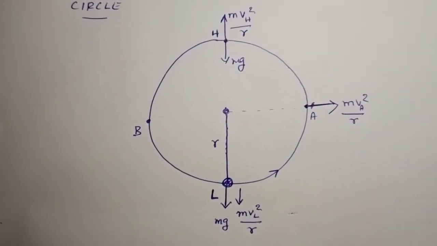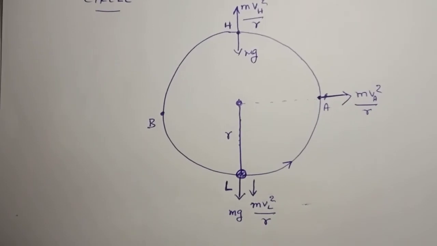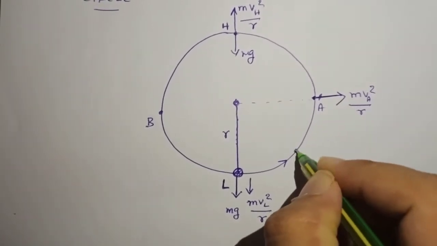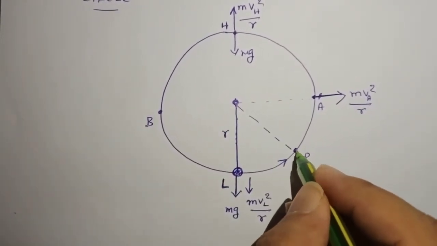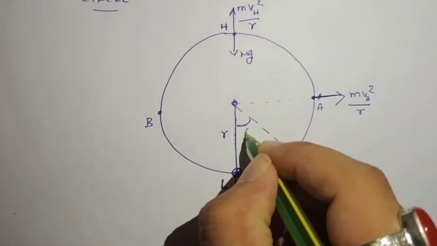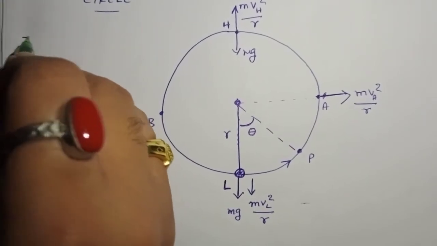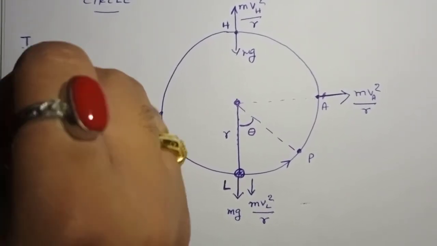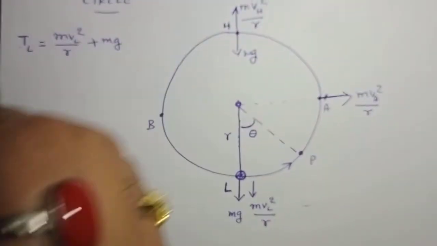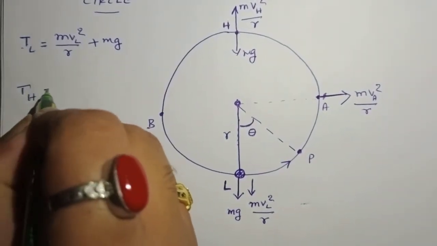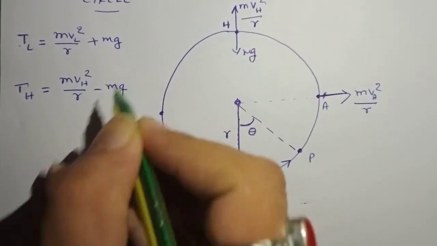Now we will write the equations for tension in different situations. Say I will consider one general point P. At this general point P, what is the equation of tension? That also I will write. Say this angle here is theta. Tension at the lowest point, TL, is equal to mvL square by r plus mg. Tension at the highest point is equal to mvH square by r minus mg.